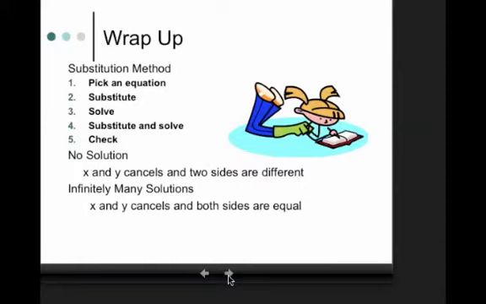No solution: x and y cancel and the two sides are completely different. So as I said before, if you get a number that equals a number that's not itself, this is a no solution. In infinitely many solutions, x and y both cancel, but the sides are still equal. So for instance, 2 equals 2 would be an infinitely many solution.